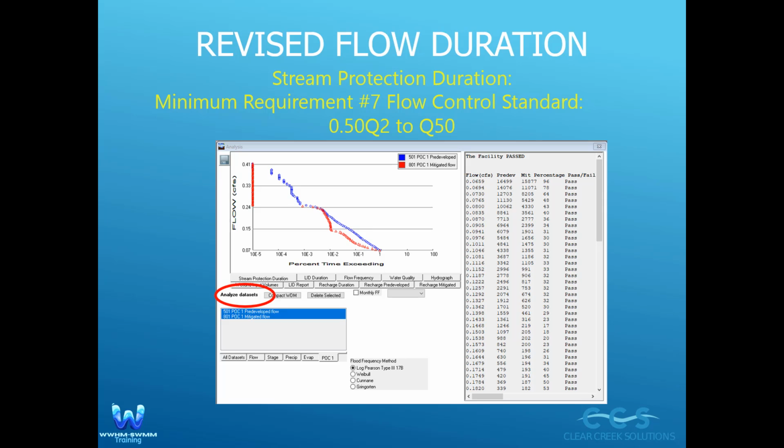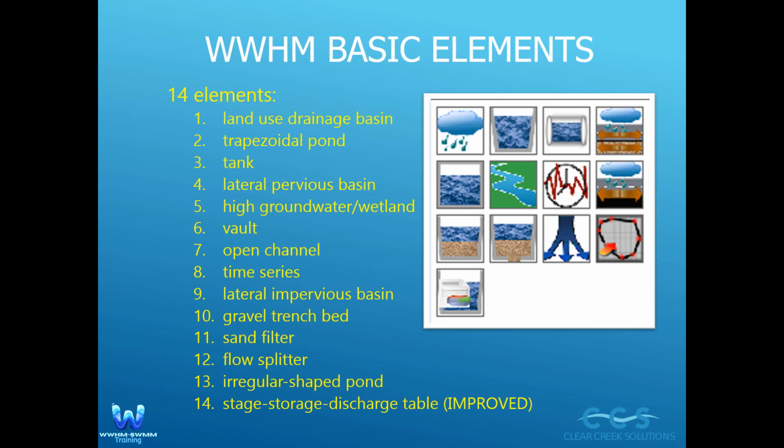And so it's the stream protection duration. It's Minimum Requirement number 7, which is the flow control standard: half the 2-year up to the 50-year flow is that erosive flow control range. And so you can see the facility passed on the right of the screenshot there.